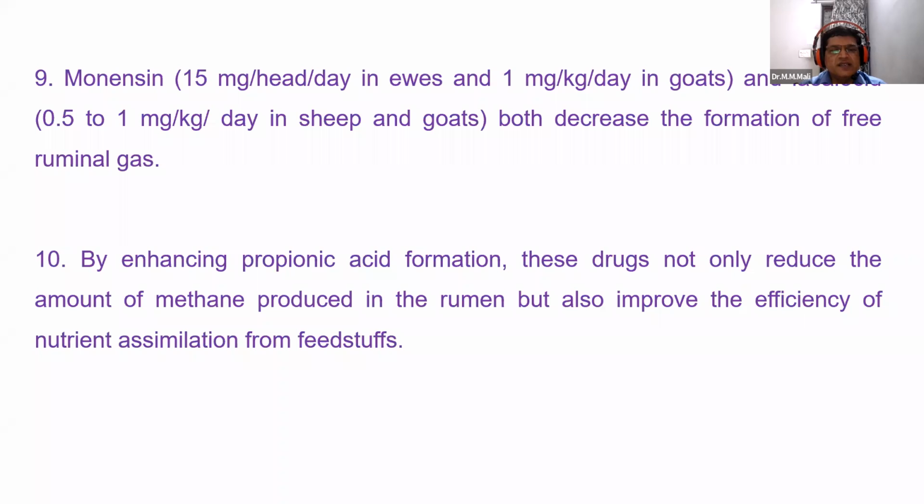By enhancing the propionic acid formation, these drugs not only reduce the amount of methane produced in the rumen, but also improve the efficiency of nutrient assimilation from feedstuffs. So, by adopting these certain measures, we can prevent the occurrence of bloat in sheep and goat, particularly in young animals.